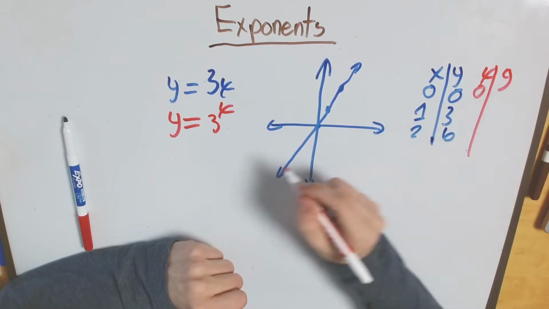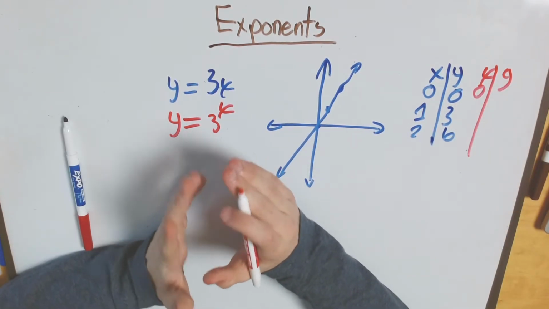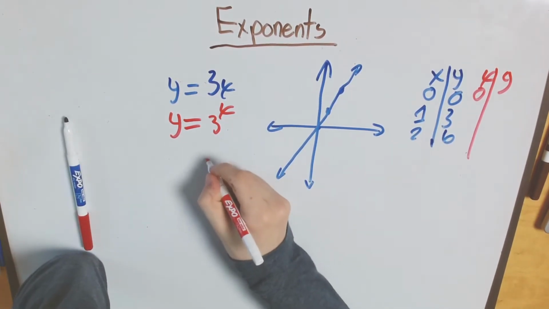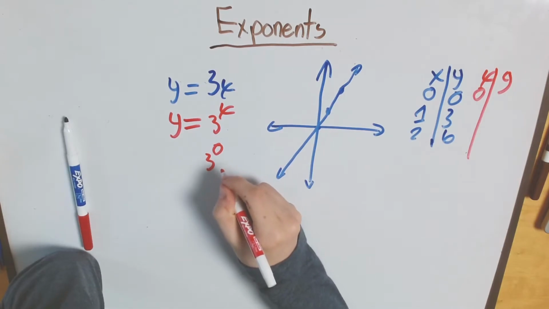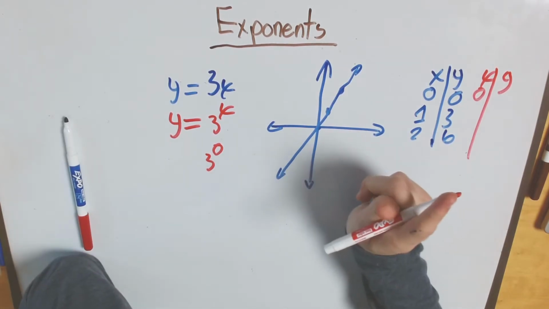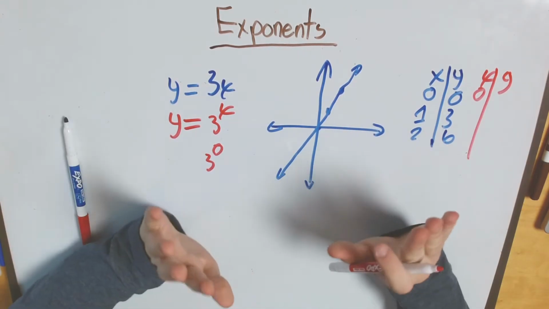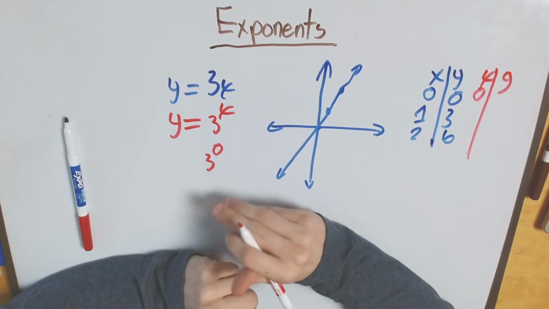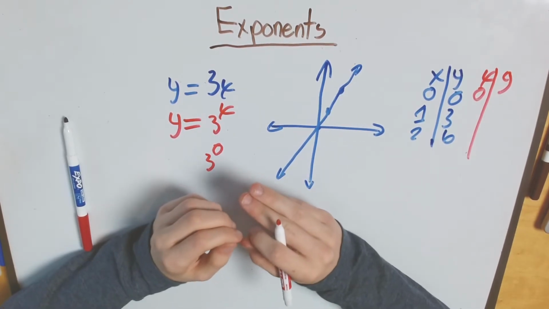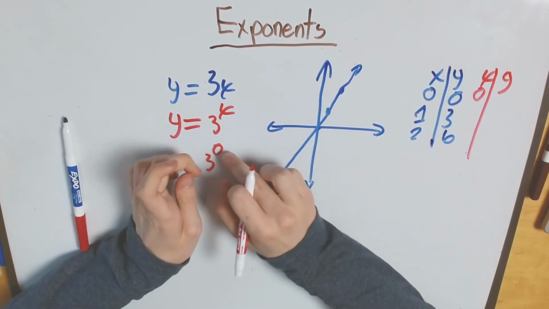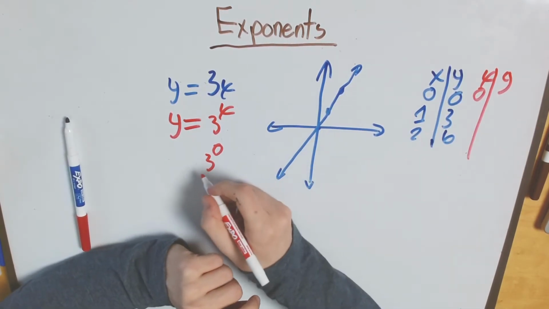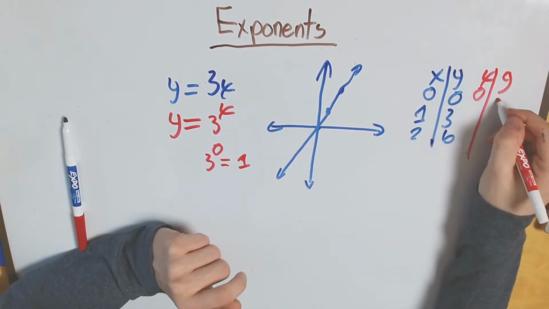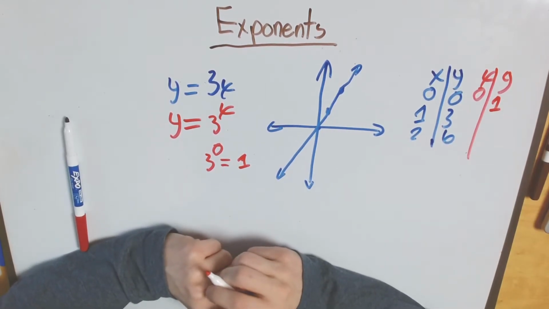Okay, 0. 3 to the 0. 3 times nothing. What is 3 times nothing? What is 3 to the 0? This is one of the first big interesting things about mathematics. If you raise anything to the 0, anything at all, if you have anything that has an exponent of 0, it will always be 1. So we have our point as 1.